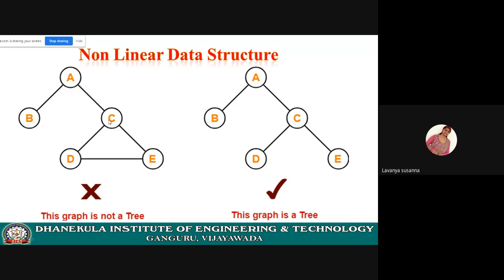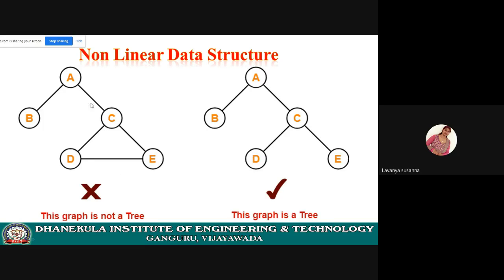Here there is a path from C to D, right? It is starting from C, next E, again E to D, again D to C. Here there is a cycle. In graph, cycles are accepted, but in trees, cycles are not accepted.